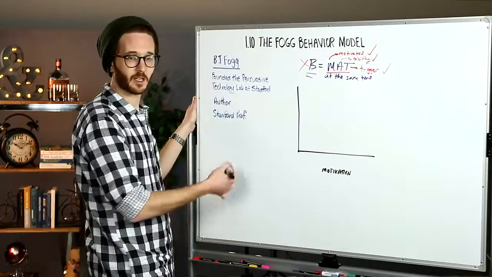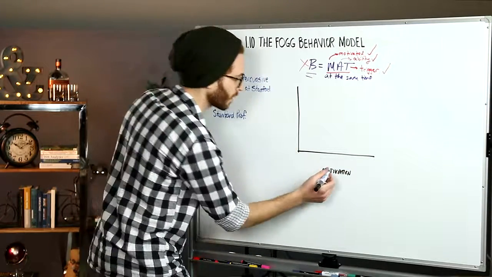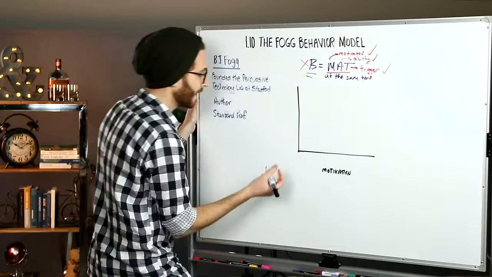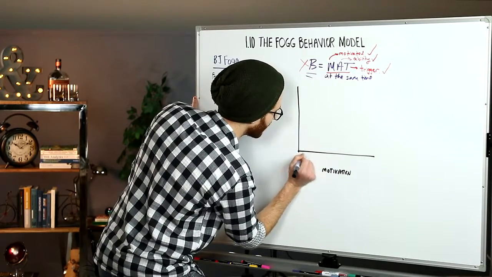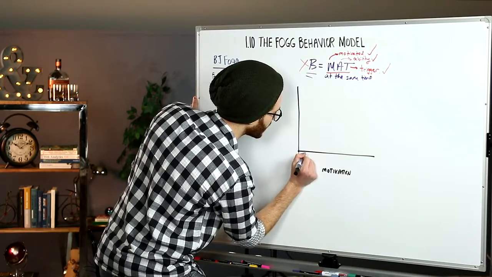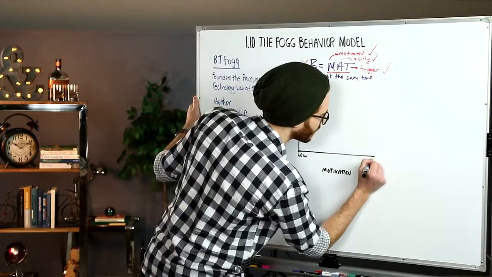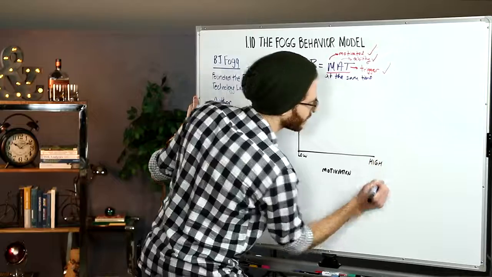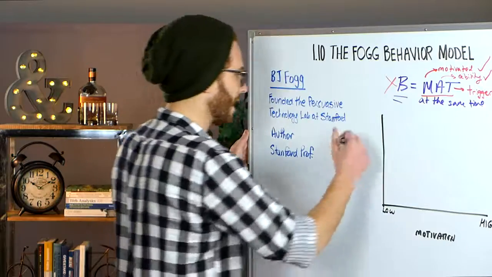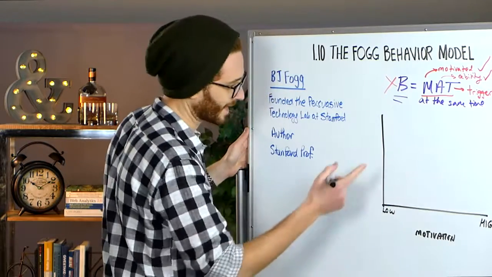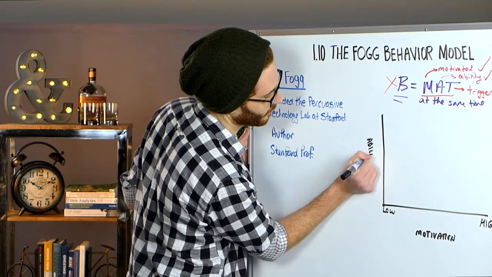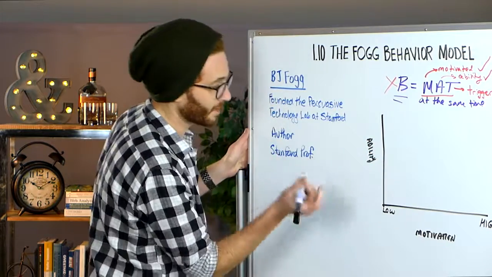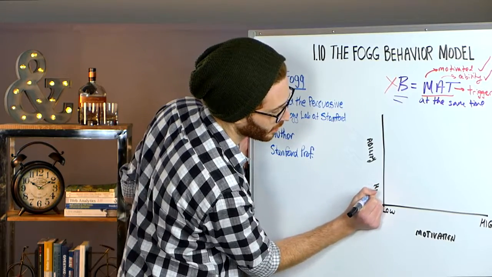So there's a scale, right? There's a continuum. There's a continuum of motivation. A person could be very unmotivated, right? So I could be low in motivation, and I can go all the way to being high in motivation, right? On the horizontal axis, let's say we have ability, right?